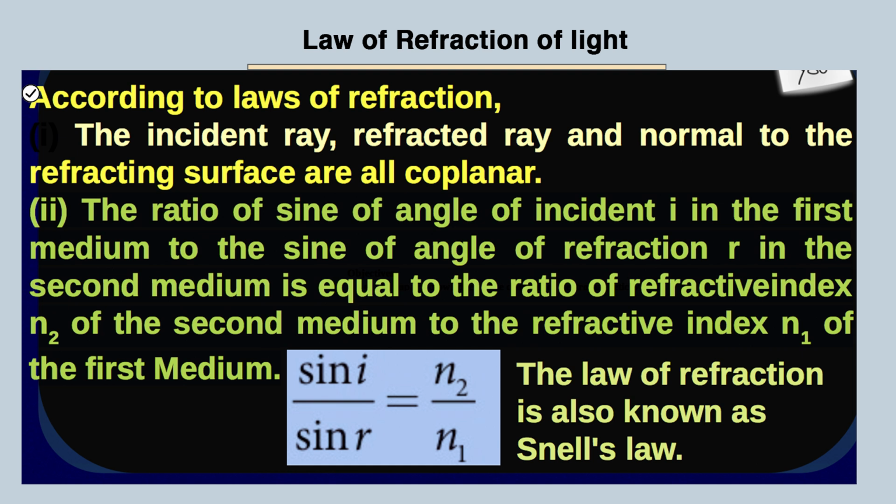Second, the ratio of the sine of the angle of incidence i in the first medium to the sine of the angle of refraction r in the second medium is equal to the ratio of the refractive indices, that is n2 of the second medium to n1, the refractive index of the first medium. So, sin i upon sin r equals n2 by n1. This is also known as Snell's law. Somewhere it is represented as n21, so n21 is equivalent to n2 by n1.